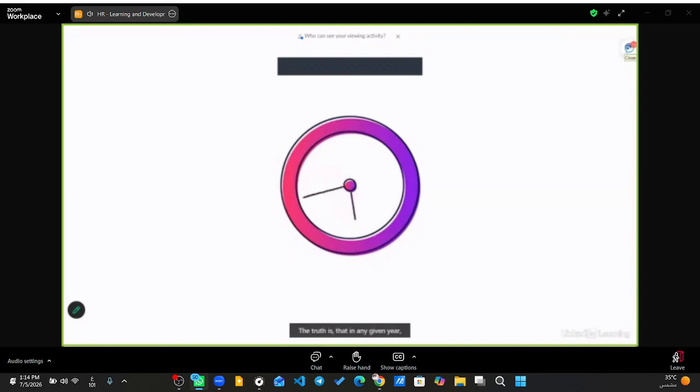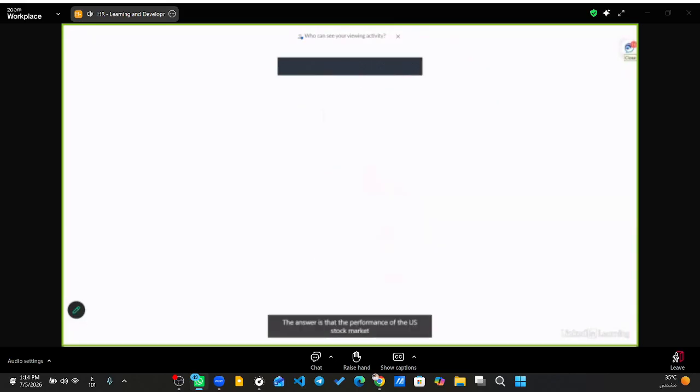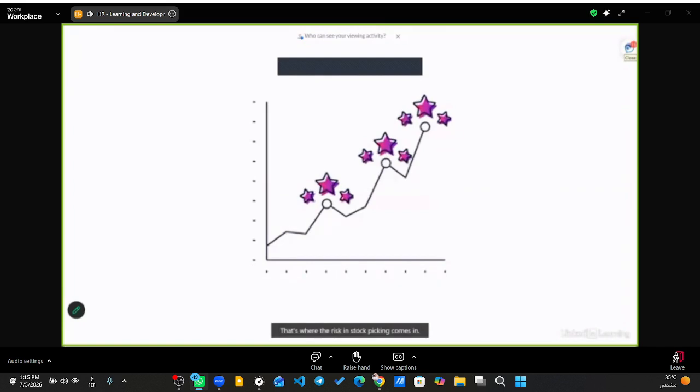The truth is that in any given year, about half of stocks lose money. So given that, how can the returns on the S&P 500 be almost 11% per year if half of stocks are losing money? The answer is that the performance of the U.S. stock market is powered by a handful of superstar stocks. We don't know which stocks are going to be superstars in any given year, but they will be there. That's where the risk in stock picking comes in. If you miss out on these superstars, your returns are going to be well below average.